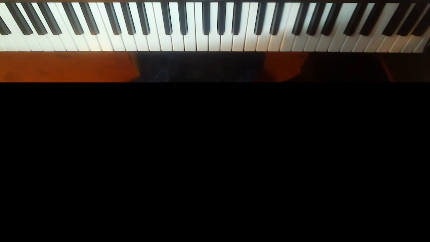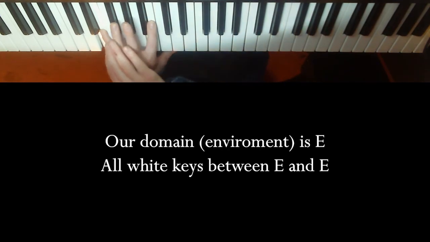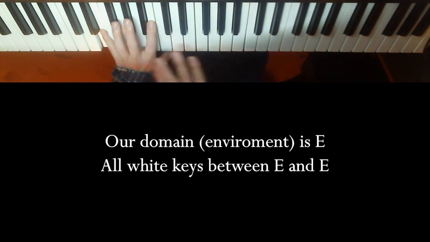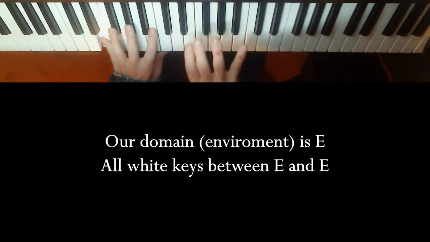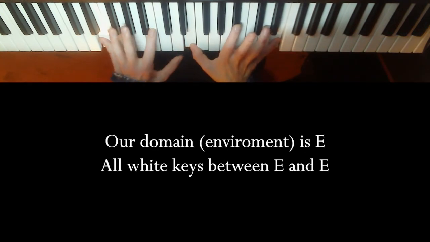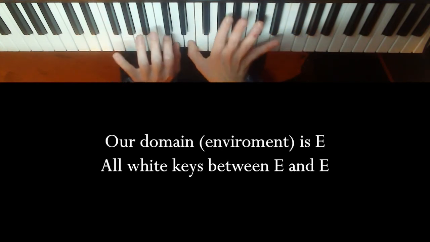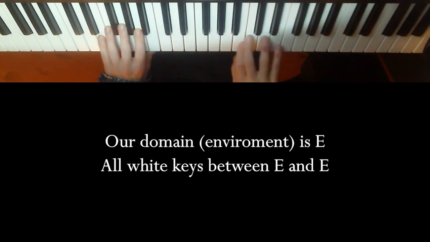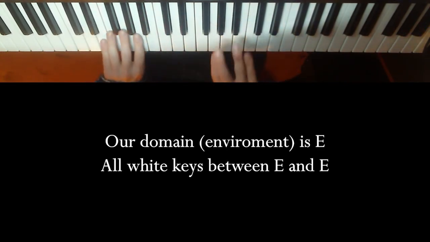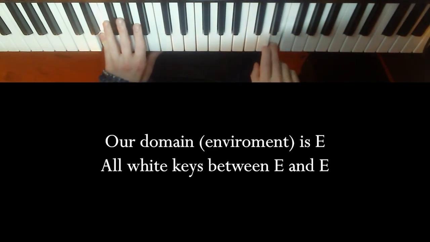And what I'm going to do is start on the key called E, and I'm going to create my domain, basically the limitations of my environment, and that's going to be between each E key and every white key in between. So we're not going to use any black keys, but we want to make sure that we start and end on E.